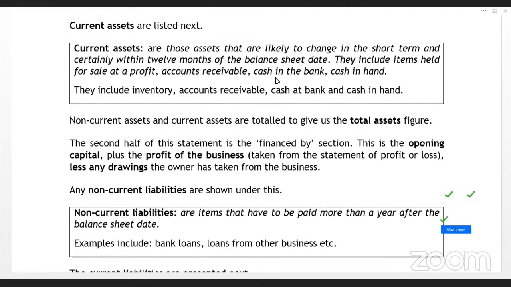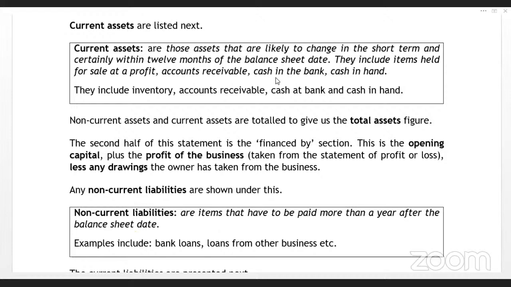Yes, Pastor. Liabilities. These are the debts of the business or of the company. Okay, those are liabilities, thank you so much.